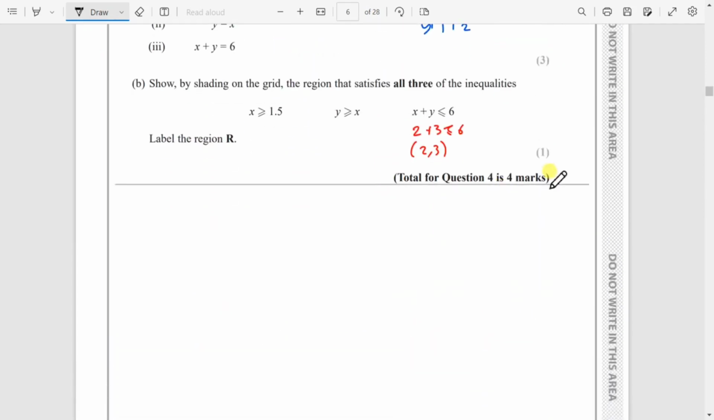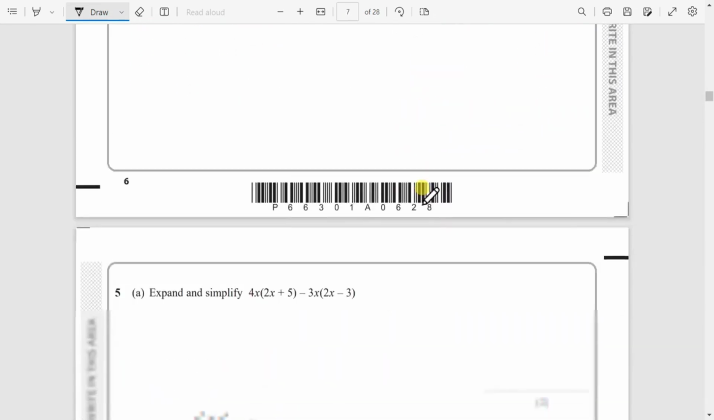Now, let's move on. And how is that 1 mark? Come on, that's a lot of work for 1 mark.